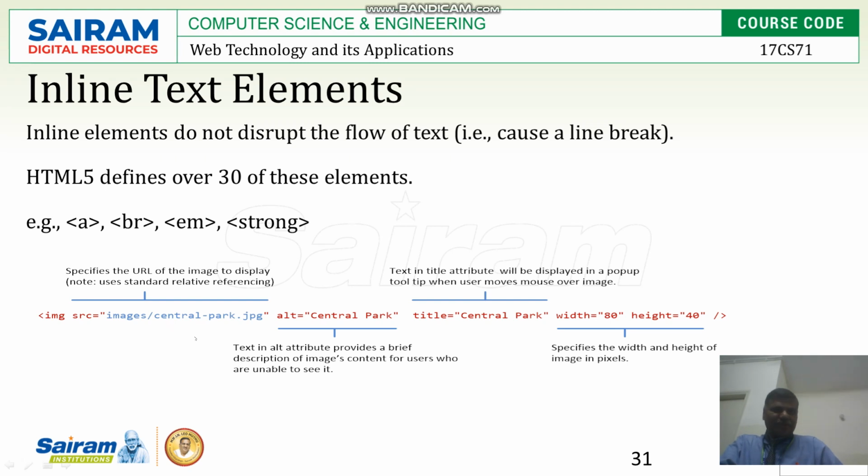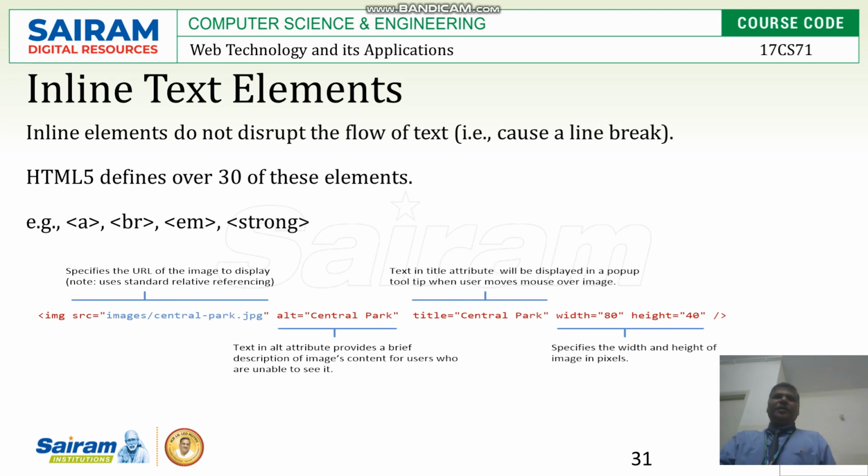If this file is not present, then this alternate is another attribute. So it is going to say that Central Park. The title of that particular image is there, that is Central Park. Width and height is also going to be mentioned. Now you see how many attributes are there for the image. Okay, there is source, alternate, title, width, height. 1, 2, 3, 4 and 5. 5 attributes for one image.